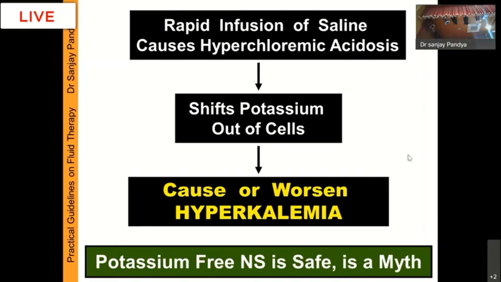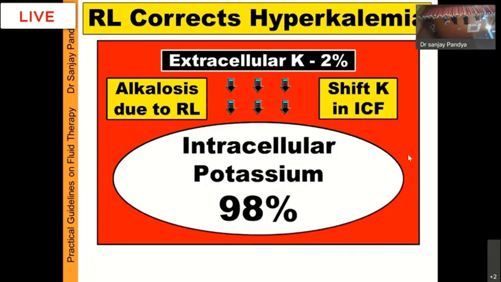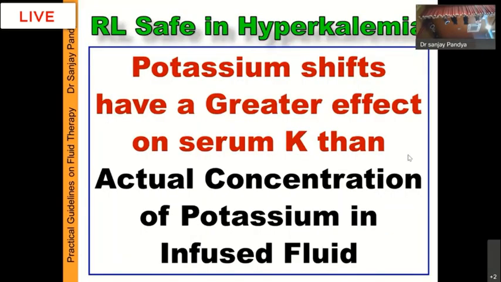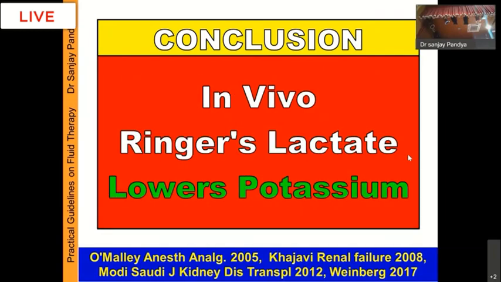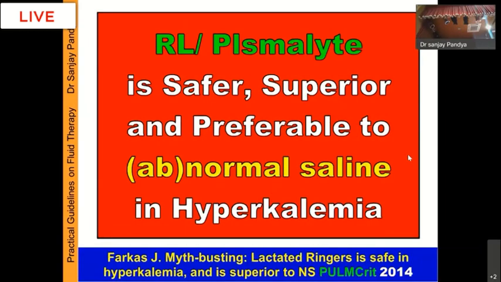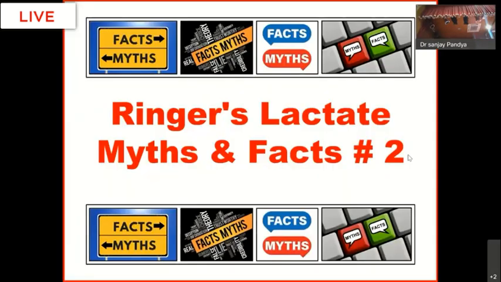So potassium-free NS being safe is a myth. Rapid infusion of saline will aggravate the acidosis and cause hyperkalemia because of the shift of potassium. Therefore, potassium shift has a greater effect on serum potassium than the actual potassium concentration of the IV fluid. So the claim that RL and Plasma-Lyte should be avoided in hyperkalemia is a myth. In vivo, Ringer's lactate and Plasma-Lyte lower potassium. They are superior, safer, and preferable to normal saline in hyperkalemia.